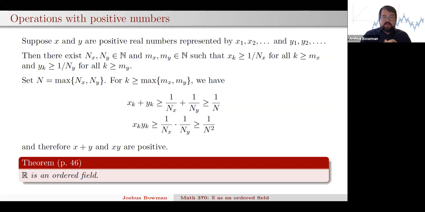We needed to say that we could sort the elements of R into positive, 0, and negative so that a sum and product of positive numbers is always positive. And so we have the theorem that R is not just a field, but it is an ordered field.